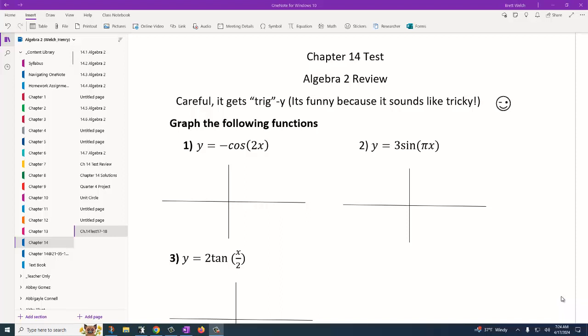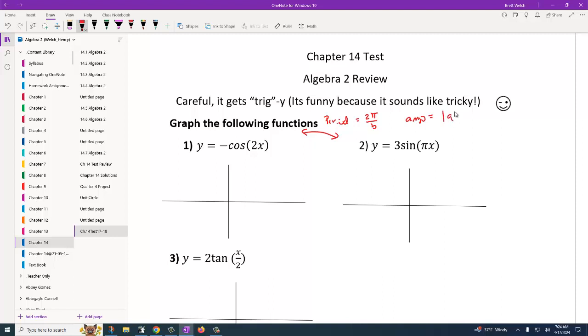Okay, so this is the Chapter 14 test review. Here, the first three questions are all about graphing the sine, cosine, and tangent curve. As we go through this process, a couple things we need to remember. With sine and cosine, the period is going to equal 2 pi over b, and the amplitude is the absolute value of a.